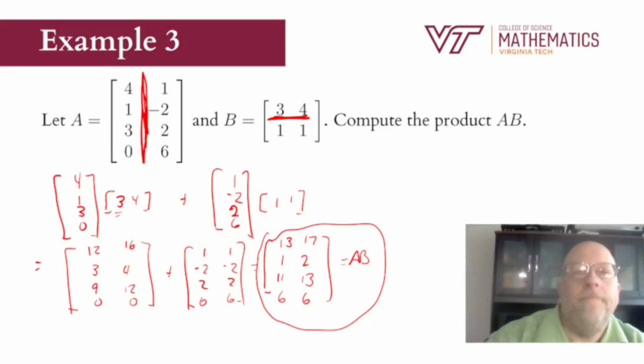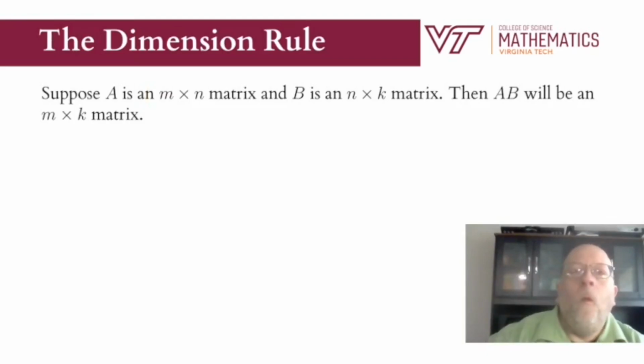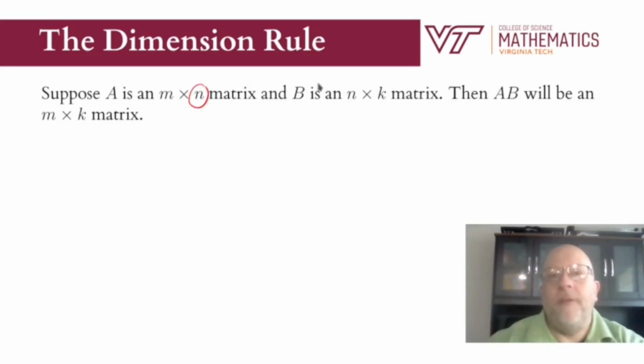Let's move on. We have a rule called the dimension rule. If A is an M by N matrix and B is an N by K matrix, then A times B will be an M by K matrix. Let me show you what's going on from here.